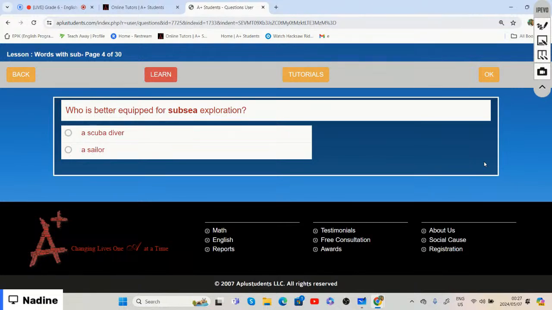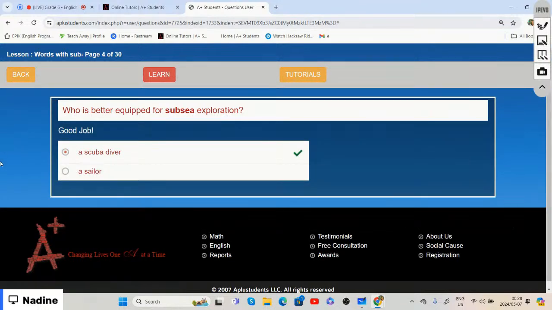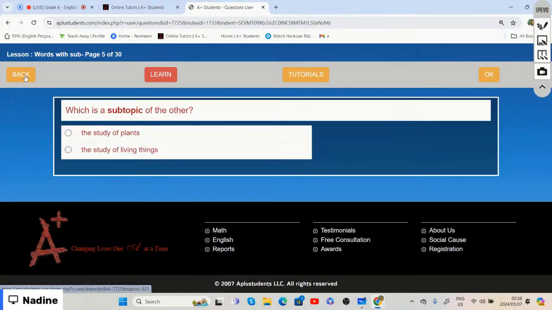All right. And the person who is better equipped for subsea exploration, we will then say yes, a scuba diver, which is option one, right? Because a scuba diver is better equipped to dive underwater and stay longer underwater. They will know how to control their bodies underwater compared to a sailor that knows how to sail a boat or ship. So option one is correct. So well done.